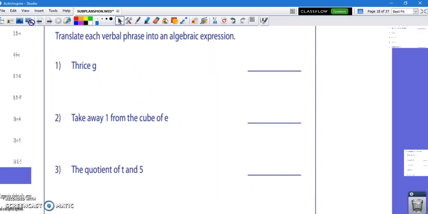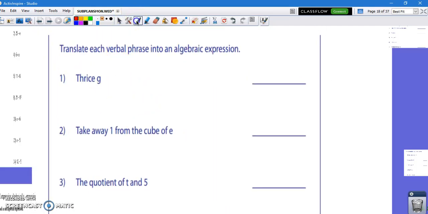Go to that page. So now I have thrice g. Thrice means how many? If you're not sure, let me tell you. It means 3. So you have 3 g's, which we can simply put like this. G cubed. Take away 1 from the cube of e. From means that the 1 is at the end of the statement. The cube of e.